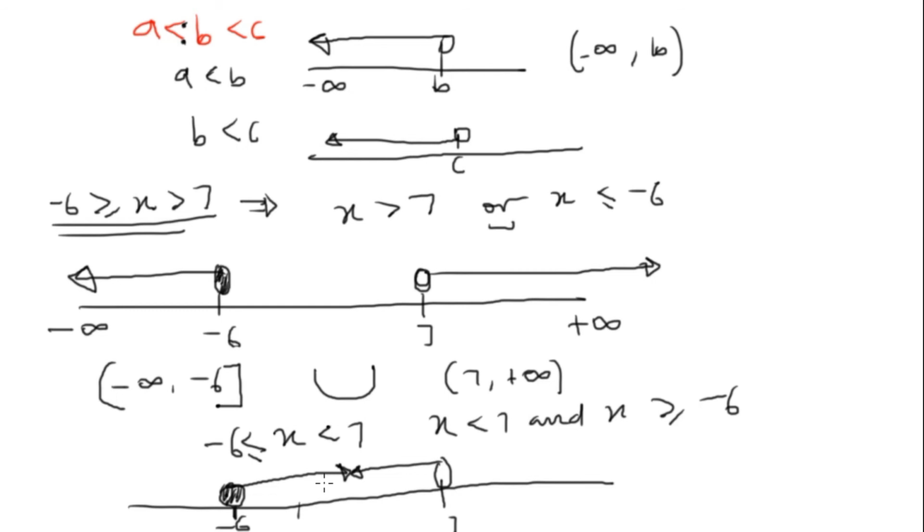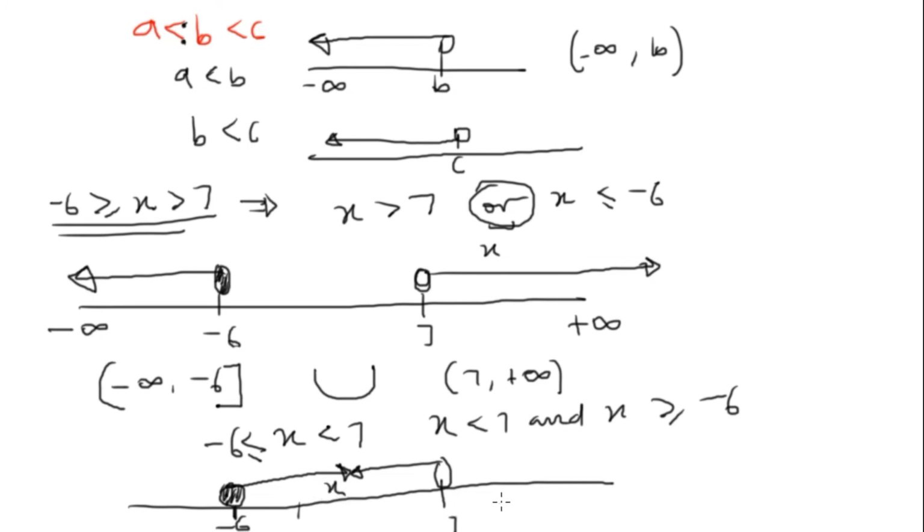So if x lies in this region, it does not mean that x is greater than 7 and x is also less than minus 6. Just one value of x cannot do two things. If a value of x is here, that same value cannot be here, and that's why we use the word or in this case. So this is how to represent this.